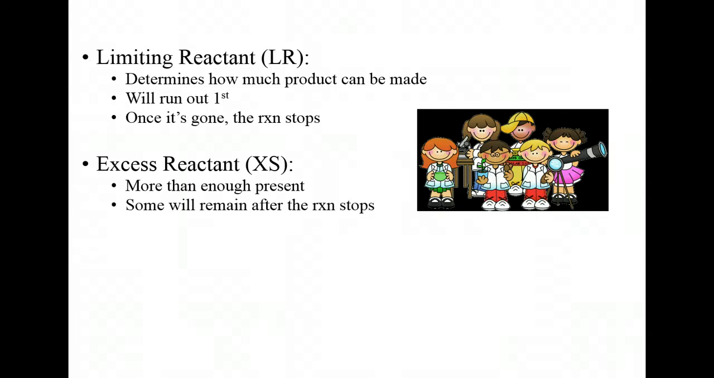Sometimes kids can understand limiting and excess reactants if you look at it from a recipe or a food standpoint. Let's say the reaction, so to speak, we're going to study is making grilled cheese sandwiches. And you go home and in your kitchen you find 12 slices of bread and 8 slices of cheese. Assuming that a grilled cheese sandwich is made from 2 slices of bread and 1 slice of cheese, let's think about how many sandwiches we should be able to make.